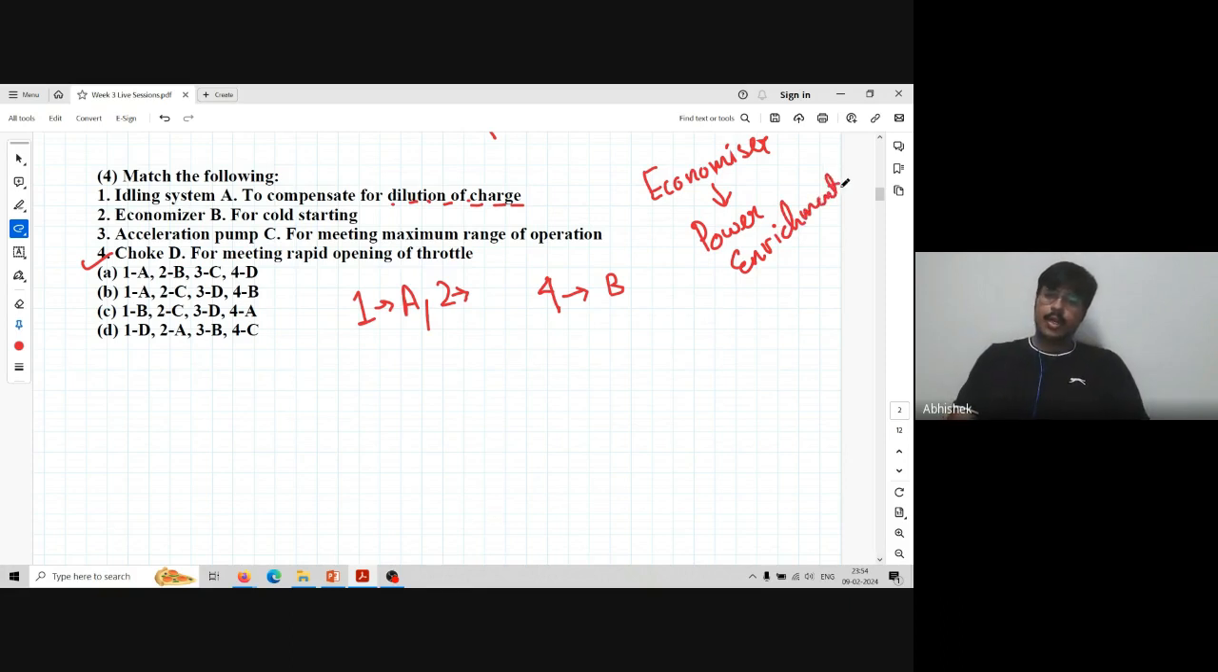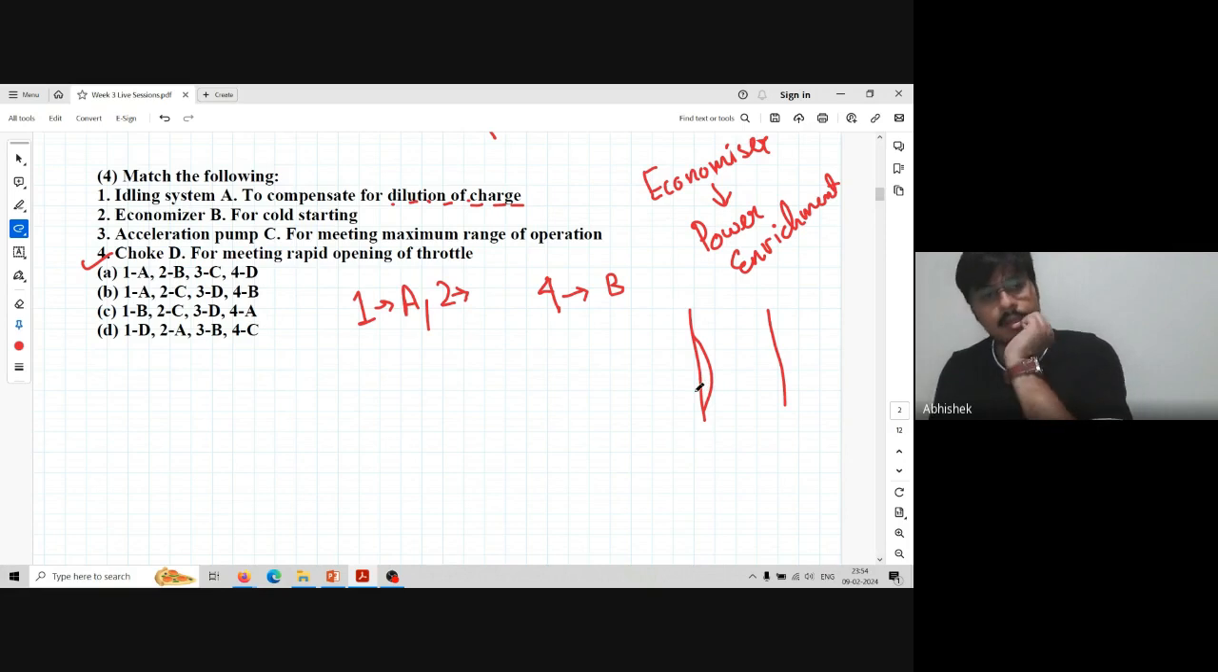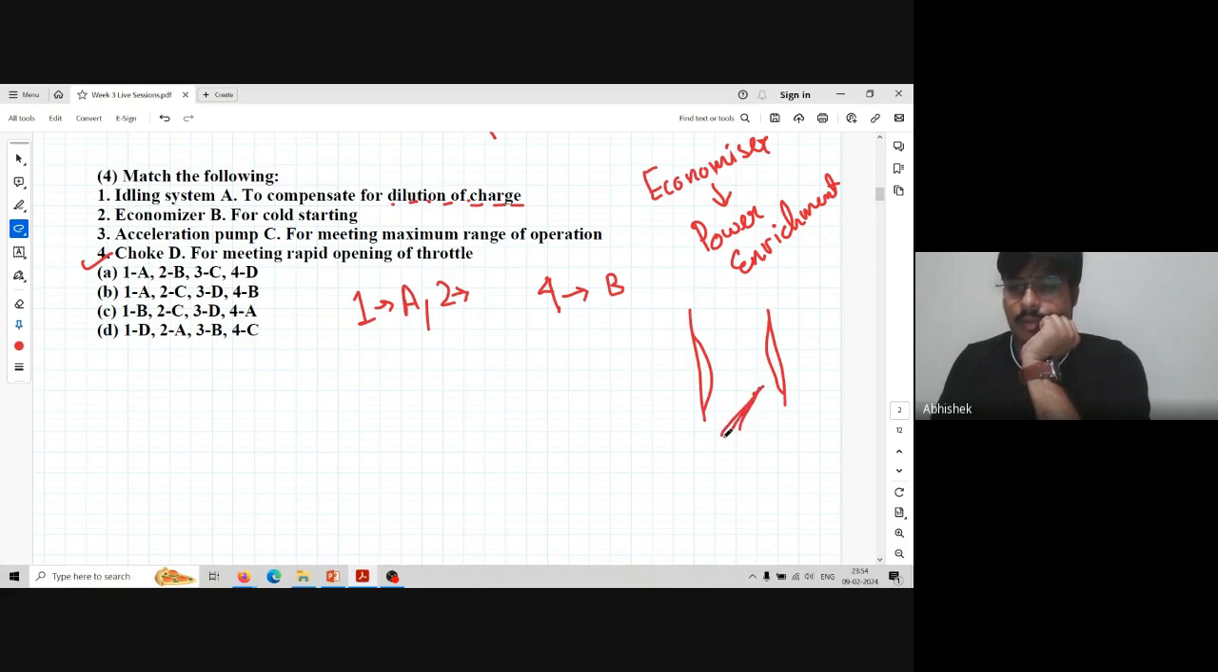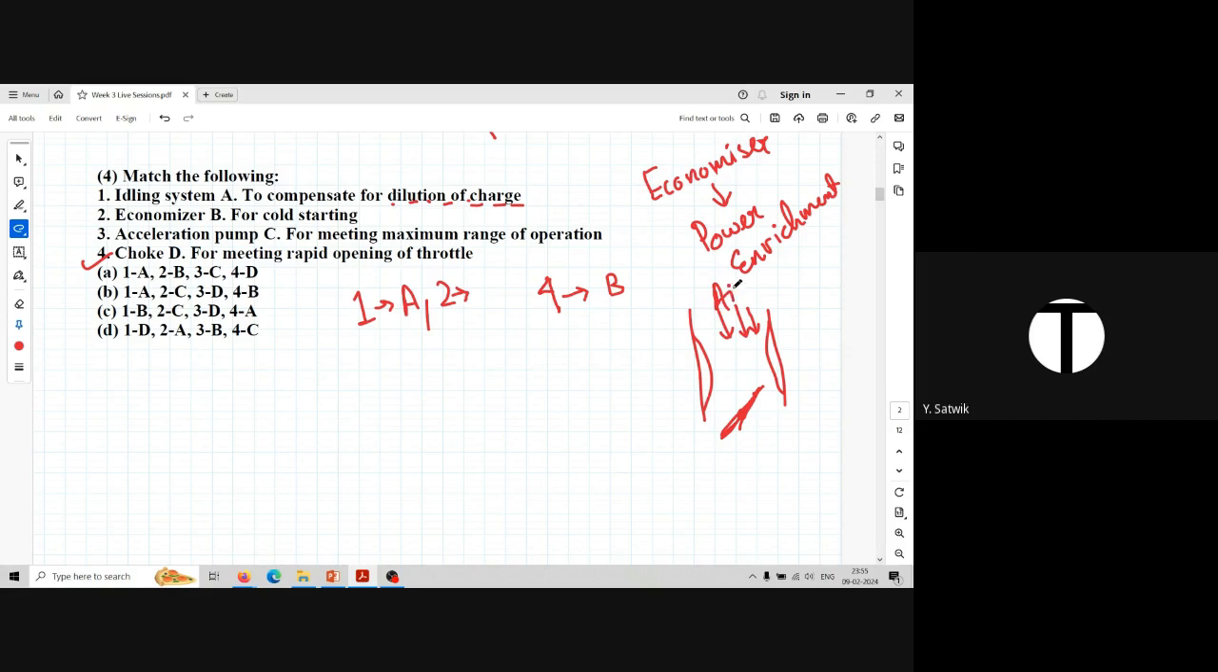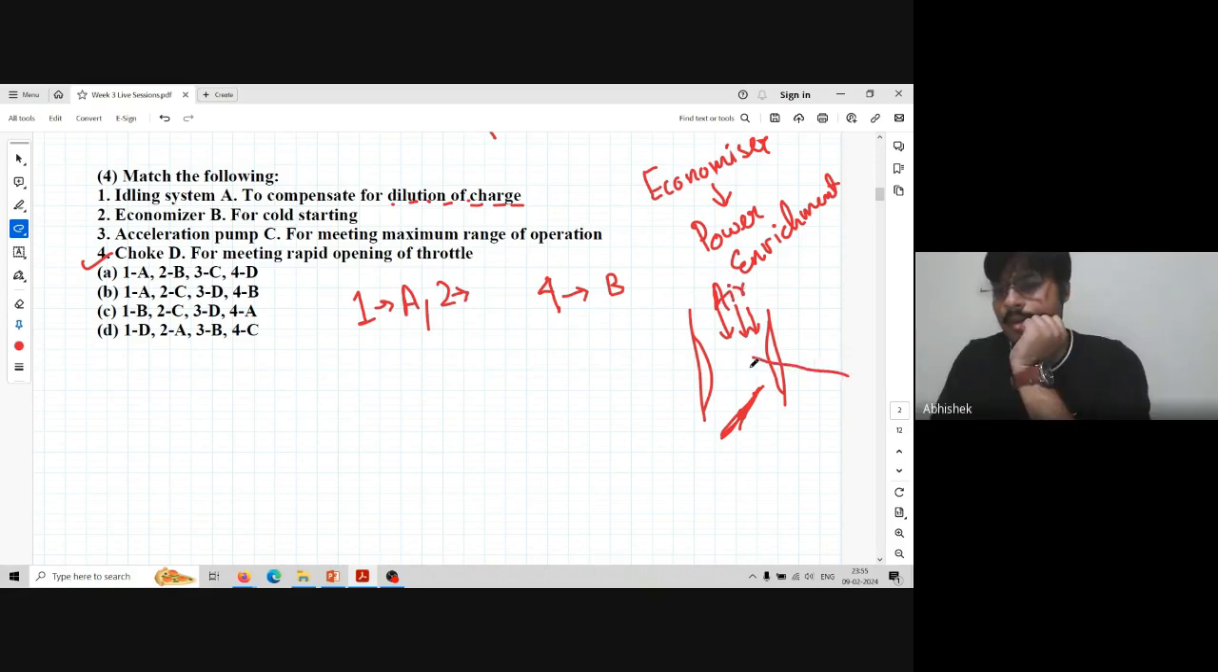Generally, what happens is that during power enrichment, the throttle is fully open. Just imagine this is the carburetor. This one is also not covered in your lecture, so just listen carefully. Whenever the throttle valve is suddenly opened because we want high power, whose inertia will be more? Air inertia will be more or fuel inertia will be? Let us say here it is air, air is coming.